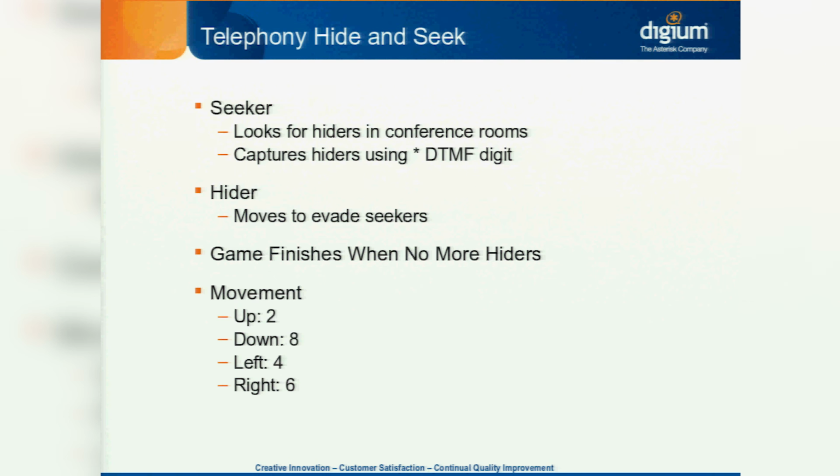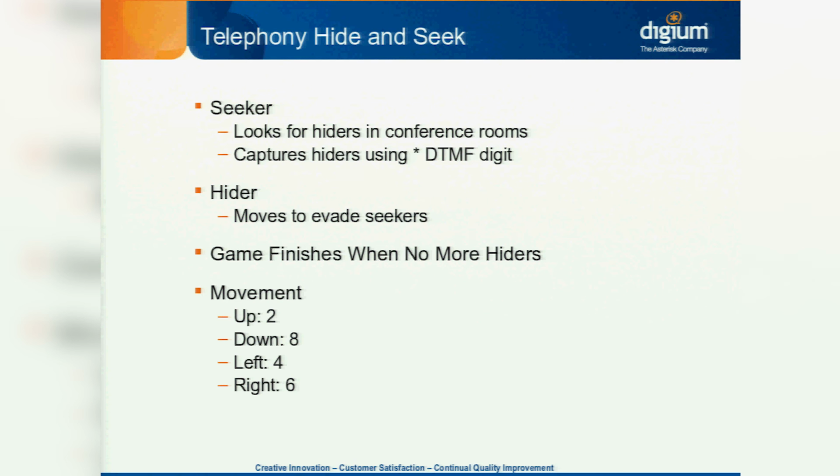Now, when the game first starts up, no one will be able to do anything until a seeker presses the star digit in order for the game to begin. And then you'll be able to move around the maze using the 2, 4, 6, and 8 keys on your DTMF device, also called a phone. The seekers can also catch hiders, which is not up on this slide, by pressing the 0 key.